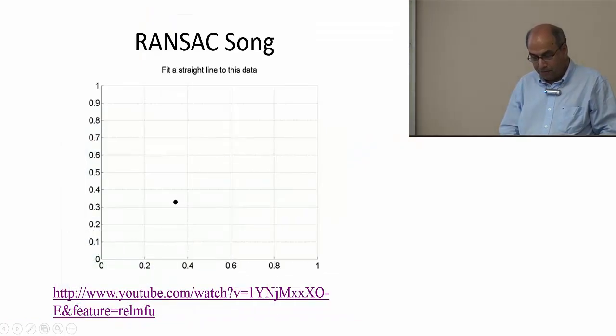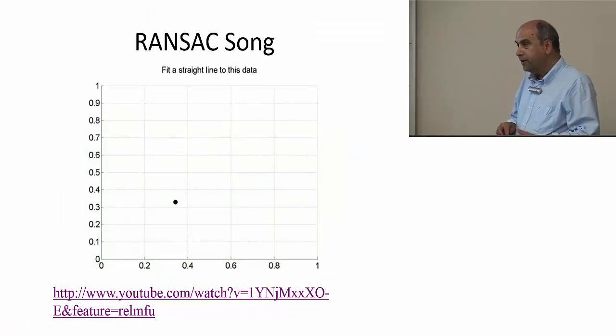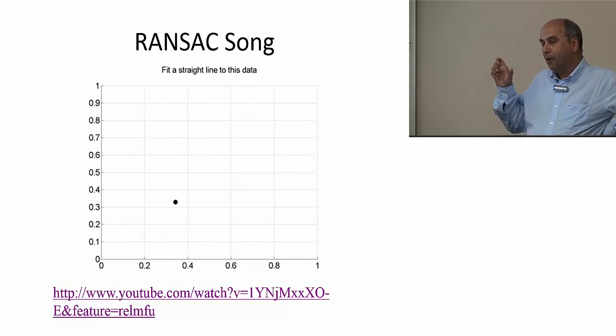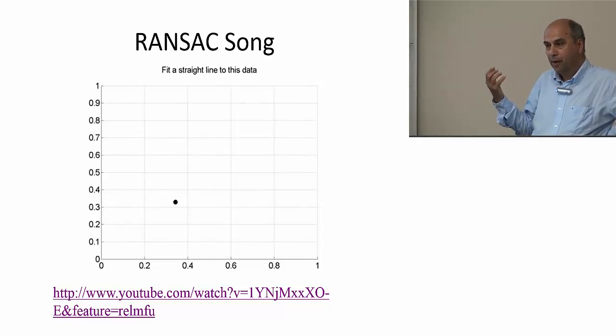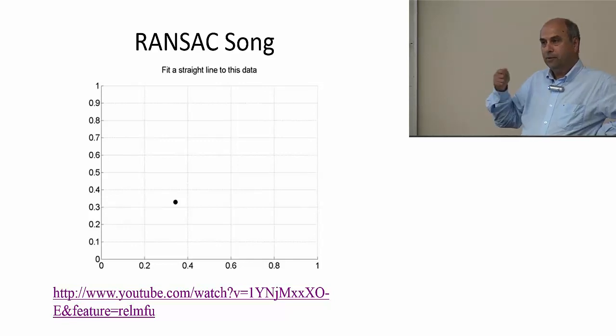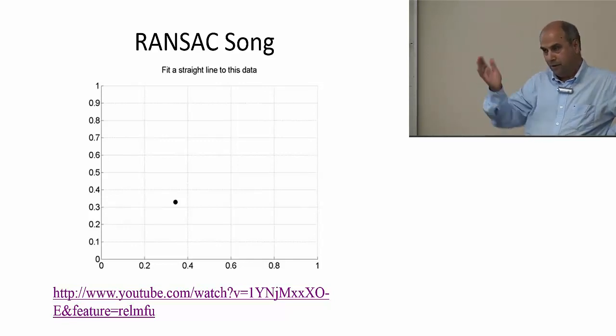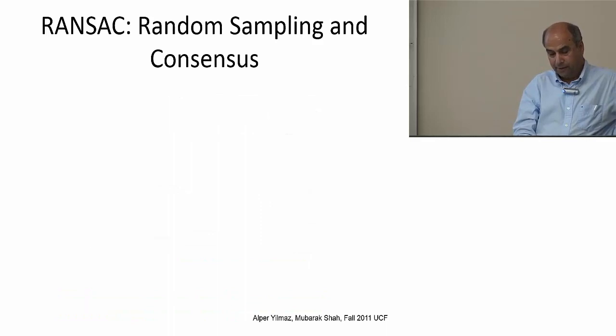They say the notion of inlier and outlier. Simply, inliers are the points which lie on the line, and outliers are the ones which don't lie on the line, which can be due to noise and so on. A priori, we don't know which are inliers and which are outliers. And that's why we are going to pick points randomly and look at these lines.